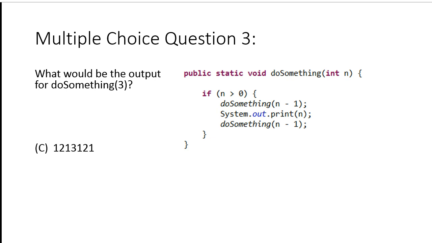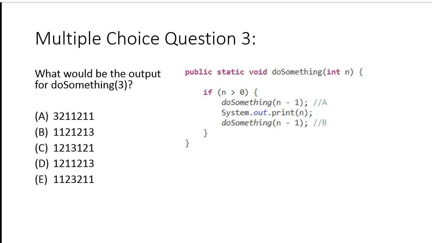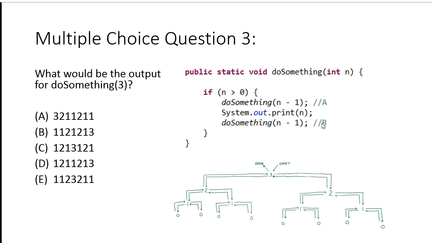Now you might be able to logically work this out using some common sense. But what I'm interested in is let's go through this in a very systematic approach. So I've labeled this first recursive call A, and I've labeled this second recursive call B. And this is kind of what it looks like. So this is where I start, do something 3, and when I make the recursive call for A, I'm going to go left, and when I make the recursive call at B, I'm going to go right.